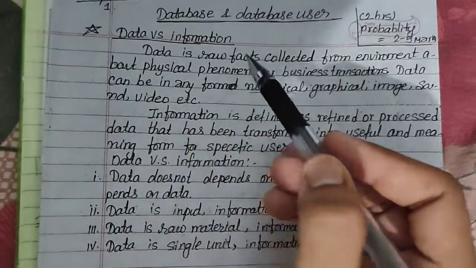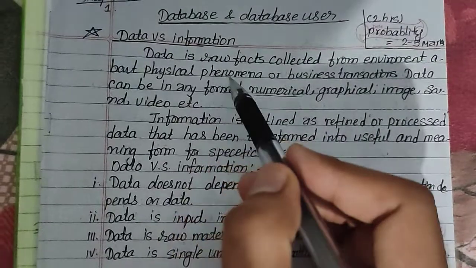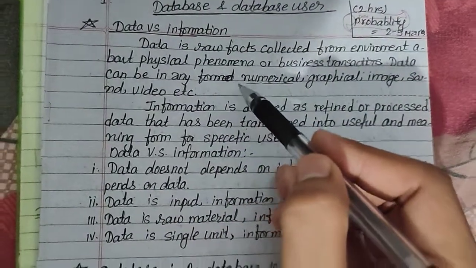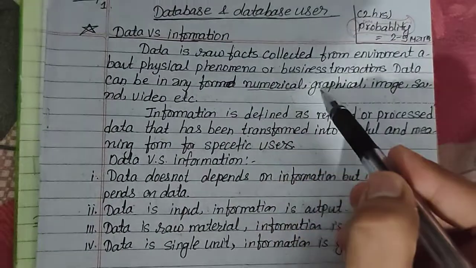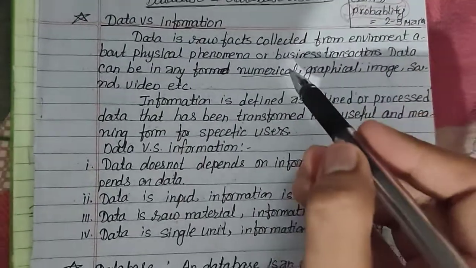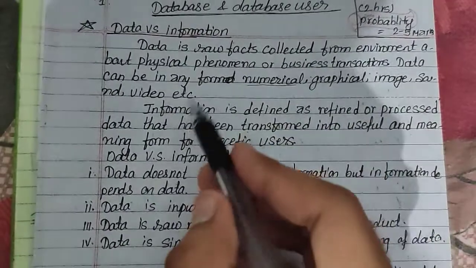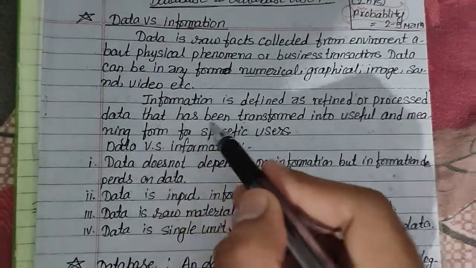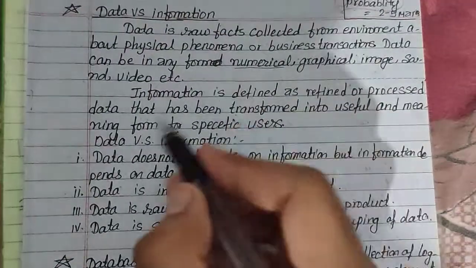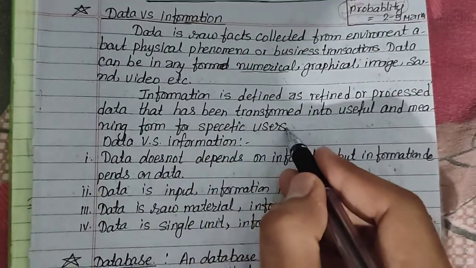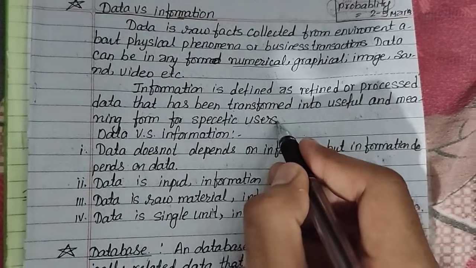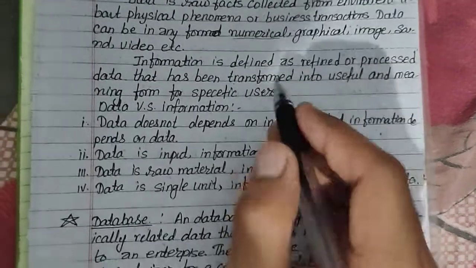Data is a raw fact collected from an environment about a physical phenomenon or a business transaction. Data can be of any form, that is numerical, graphical, image, sound, video, etc. Information is defined as the processed data that has been transformed into a useful and meaningful form for the specified user. After the processing of the data, it gives some sense to the users, which is known as information.